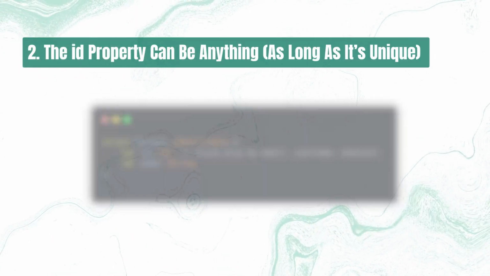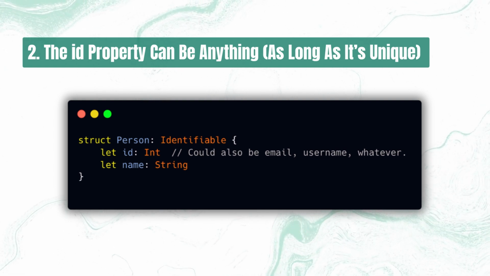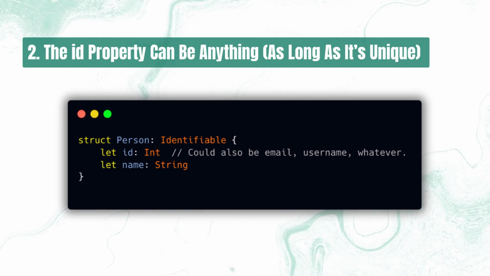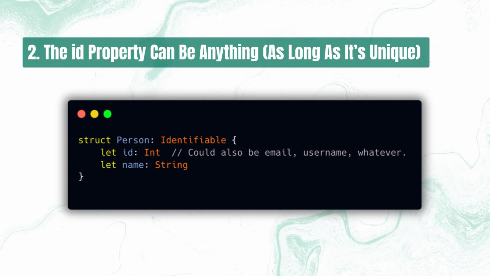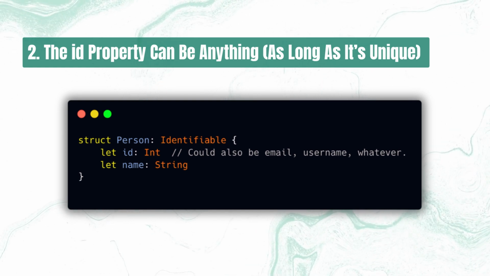The ID property can be anything, as long as it's unique. The ID can be a UID, an int, a string. Doesn't matter, as long as it's unique and doesn't change. Swift doesn't care what you use. SwiftUI just needs something solid to tell your data apart, especially during view updates.